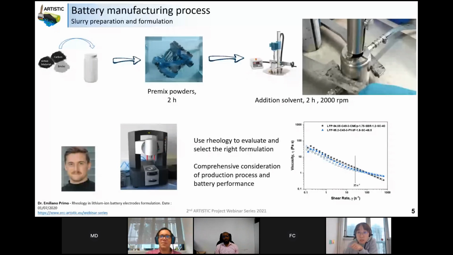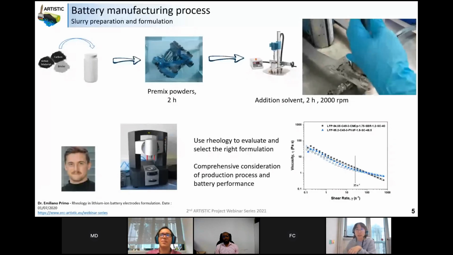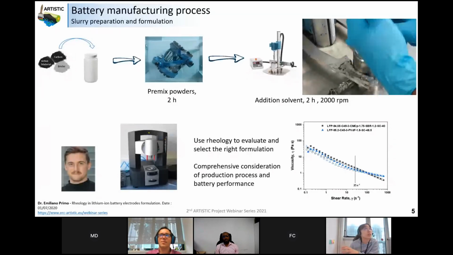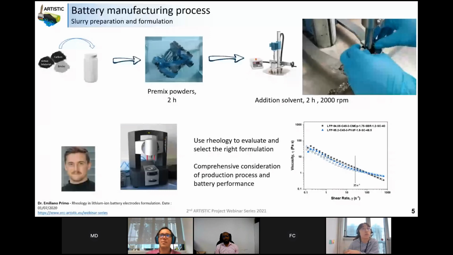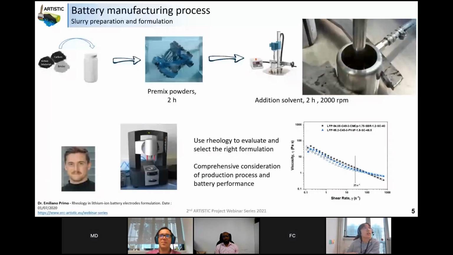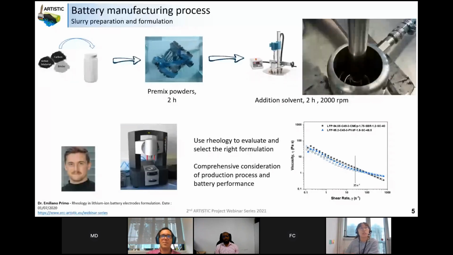Here's a video showing the well-mixed slurry. The small recipient is usually used for small-amount slurry mixing, which has a solid mass of around 40 grams.